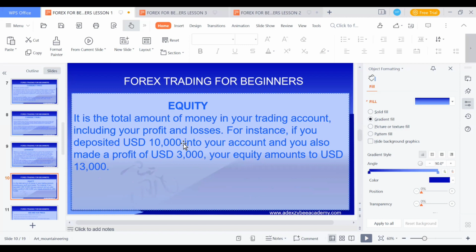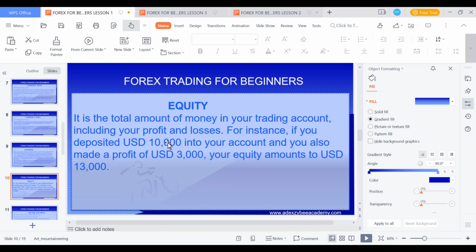All right. The next one is equity. You can see this equity on your MetaTrader. Now, equity is the total amount of money in your trading account, including your profits and loss. For instance, if you deposit $1,000 into your account and you also make a profit of 300, your equity amount is $1,300. This means you still have the trade opened. Say you have $10,000 capital and you open a trade. The trade is running, and you are running on a profit of $3,000.